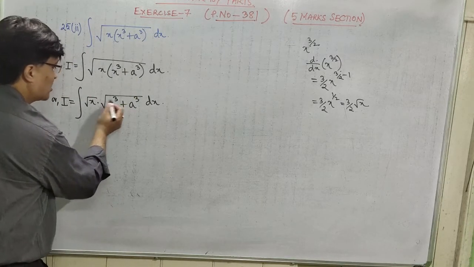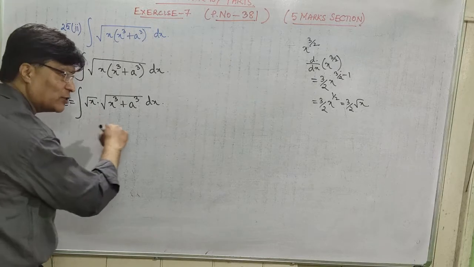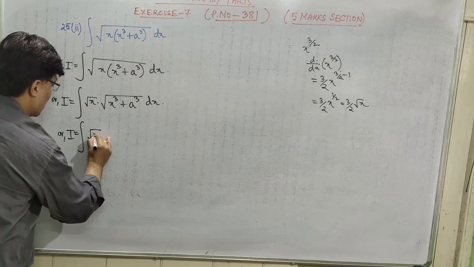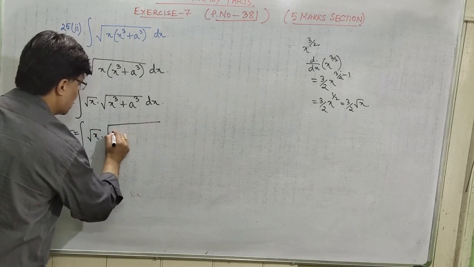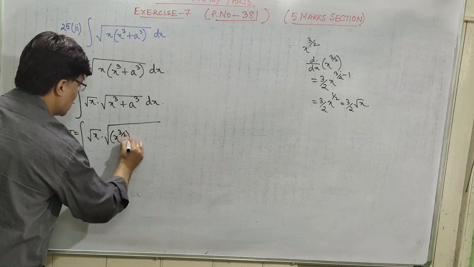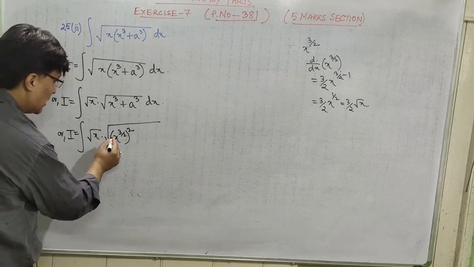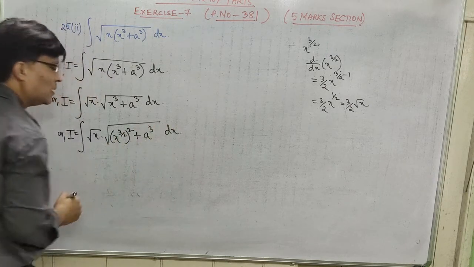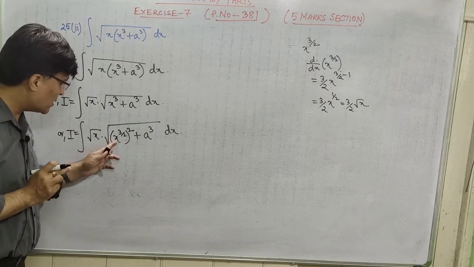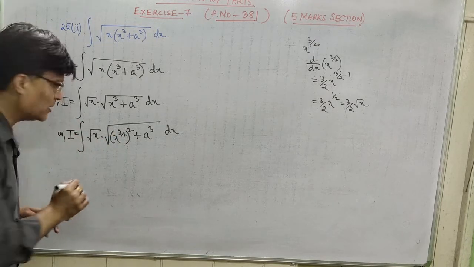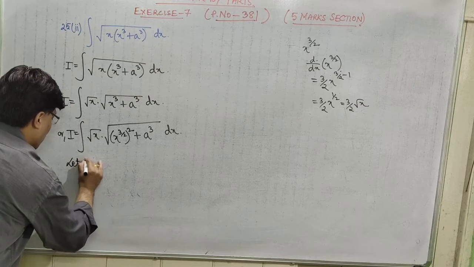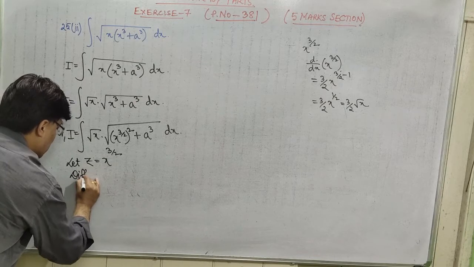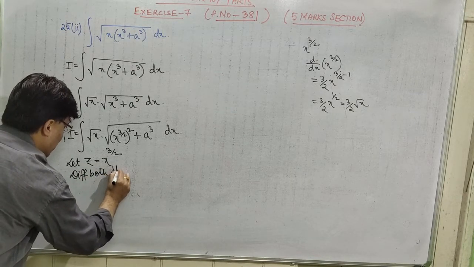So let us write this x cube as x to the power 3 by 2 whole square, right? Or I is equal to integration of root over x into root over, now this is x, you can write it like this, x to the power 3 by 2 whole square plus a cube as it is, then we can write dx. And you know that the differentiation of x to the power 3 by 2 will be root over x, isn't it? So let us assume, let z is equal to x to the power 3 by 2.